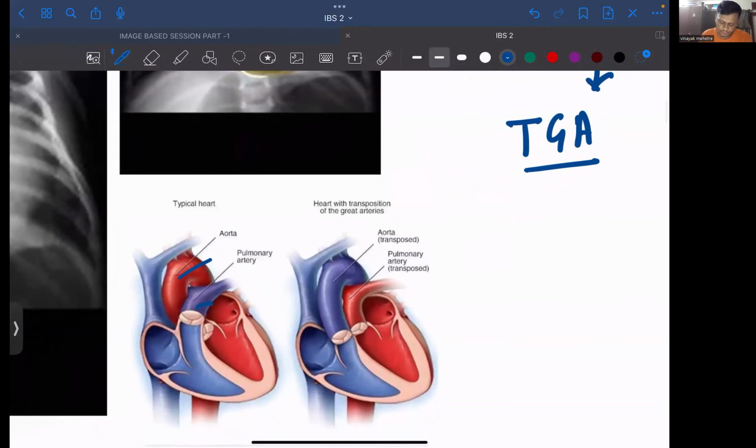Now, arch of aorta, if you can appreciate, take a look. Arch of aorta normally opens in the left ventricle. What is going to happen? Arch of aorta is going to open in the right ventricle now. Pulmonary trunk normally opens in the right ventricle. What is going to happen? Pulmonary trunk is going to start from the left ventricle. That is called transposition.